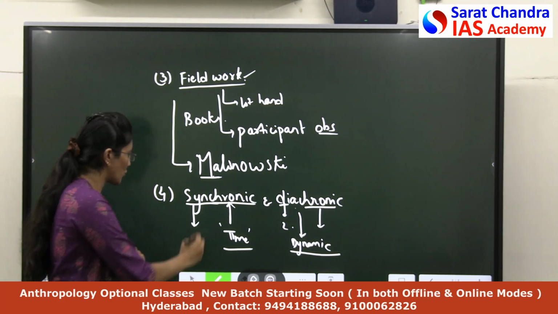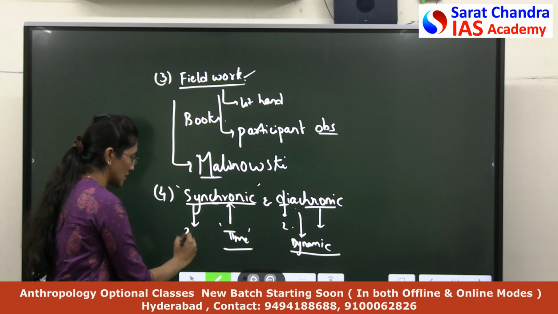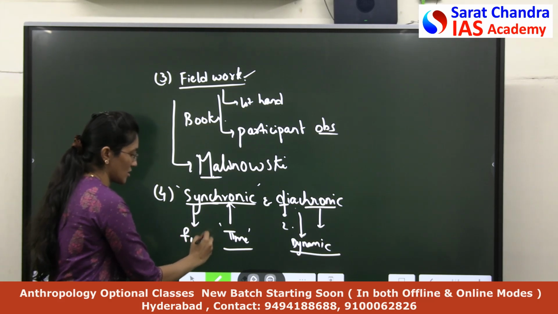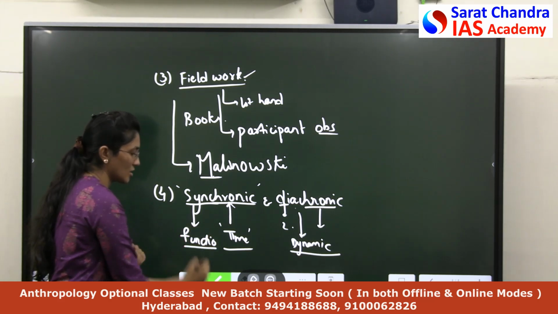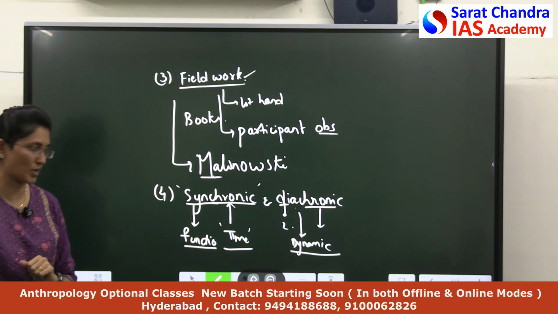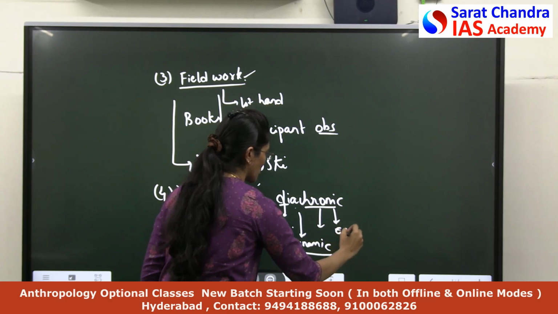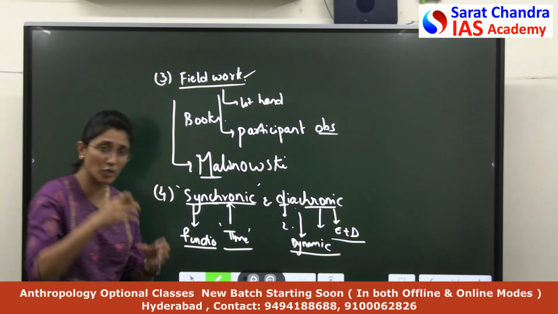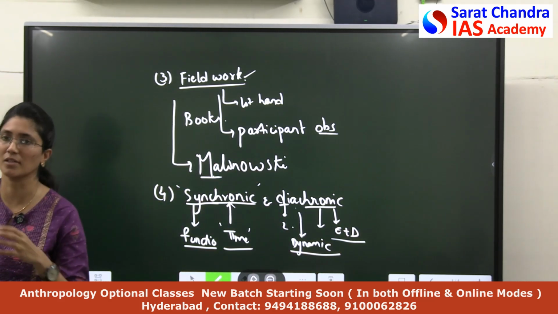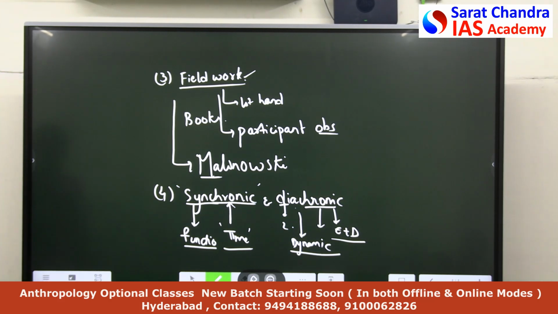This approach was majorly used by functionalists. You'll get in chapter 6 functionalists like Malinowski and Radcliffe Brown. And this approach was majorly used by evolutionists and diffusionists, where they study the evolution of culture. These people, evolutionists and diffusionists, studied the culture since its origin and how it developed in stages. Okay?